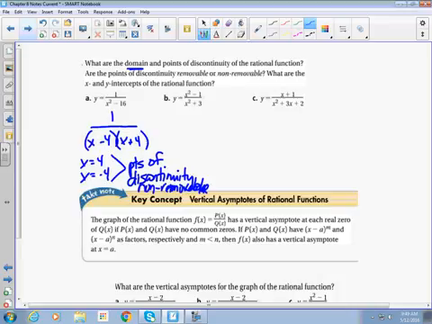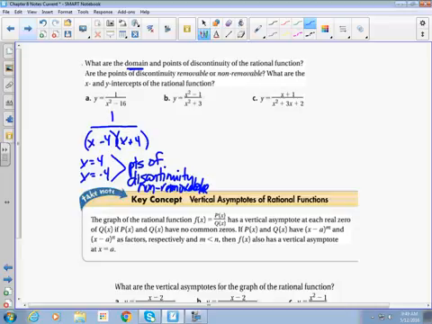It's non-removable. And what are the x and y intercepts of the rational function? This is a fun question that we did in the earlier chapters, so I don't blame you if your mind is completely blank. The x-intercept is when y equals 0, and the y-intercept is when x equals 0.